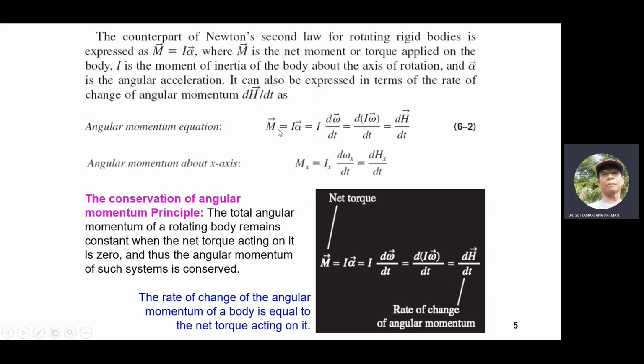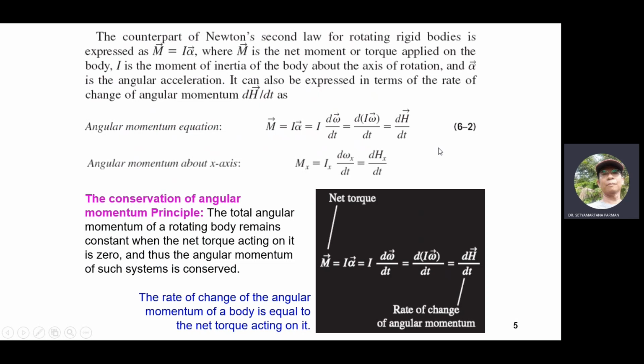So it means the moment is the rate of change of angular momentum over dt. And then for the angular momentum about one axis, for example the x-axis, we can simply express Mx equals Ix d omega x/dt, which is equal to dHx/dt. Hx is the angular momentum about the x-axis.